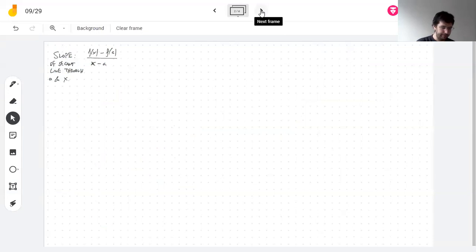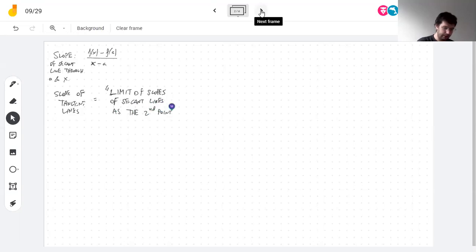So now I'm trying to find the limit. So the slope of the tangent line is going to be, in words, the limit of the slopes of secant lines as the second point gets closer and approaches a. So that's in words. Now in a formula.